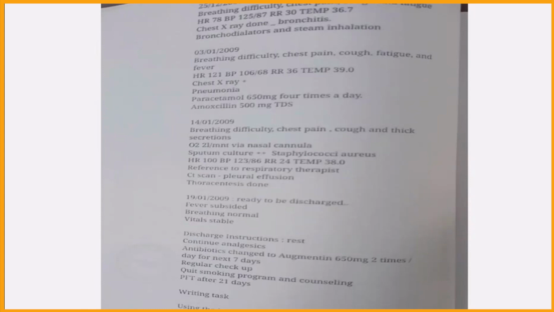So 14, what happens? Let's see. Again, the patient has the previous symptoms: breathing difficulty, chest pain, cough. Along with that, any new developments? Thick secretion. So she was supported with oxygen, and the sputum culture revealed Staphylococcus aureus. What about the readings? How is the HR? A little high, but it is lowered, isn't it? And what about the BP? It is stable. And the RR, it has become stable.